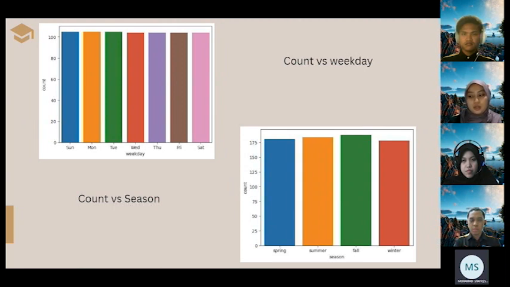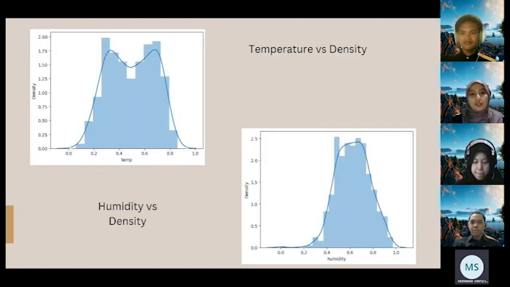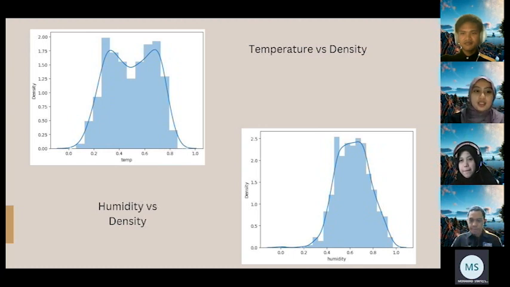So this shows that even though from Sunday to Saturday it has the same value of bike sharing, it will give effect during the season. Okay, so for the next graph, we go to temperature versus density and also humidity versus density.